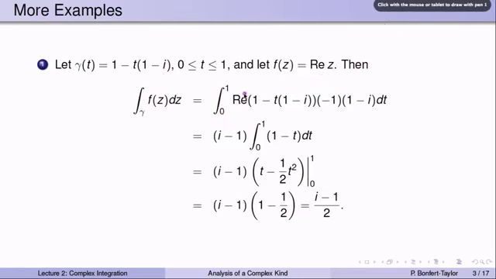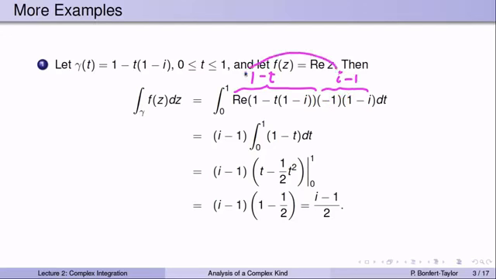To evaluate this integral, we need to find the real part of 1 minus t times 1 minus i. But the real part is everything that's real in here. So what's real? 1 is real, minus t is real. But then if we multiply through, we have a plus t times i, that's the imaginary part. So the real part is 1 minus t. And we're multiplying by minus 1 times 1 minus i, which is the same as i minus 1, but that's a constant. We pull that out of the integral.